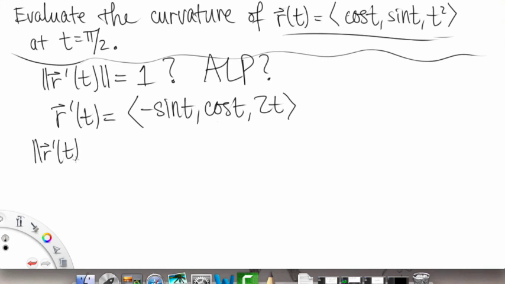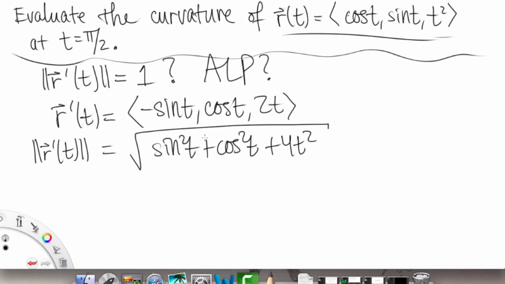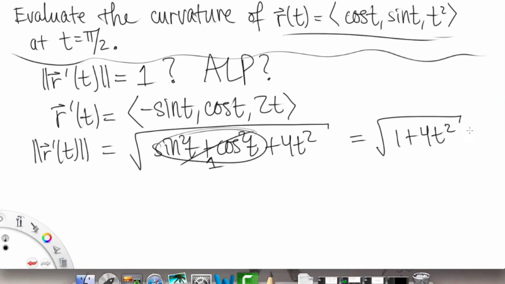So we're going to square all of the components, add them together, and put a radical sign over the top. That's going to be sine squared t plus cosine squared t plus 4t squared, and then the square root. Sine squared plus cosine squared turns into a 1. So we get the square root of 1 plus 4t squared, which is not equal to 1 for all t. It must be for all t. If t is anything other than 0, then that wouldn't be true.